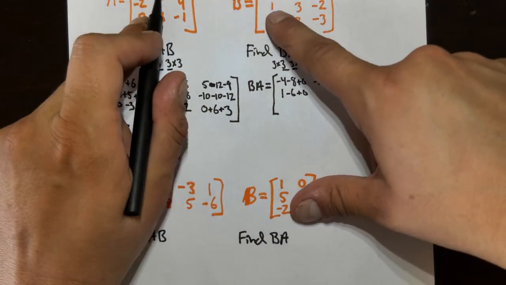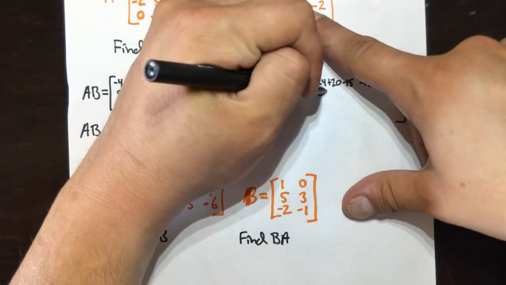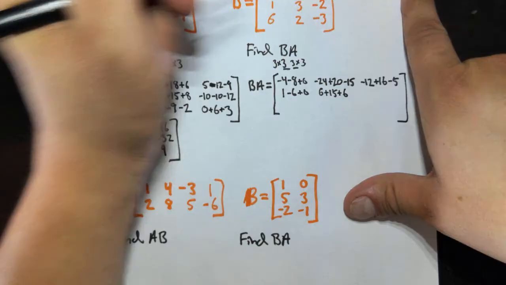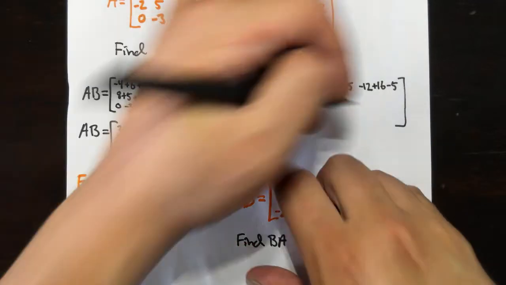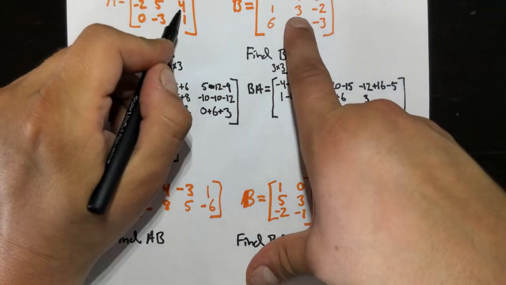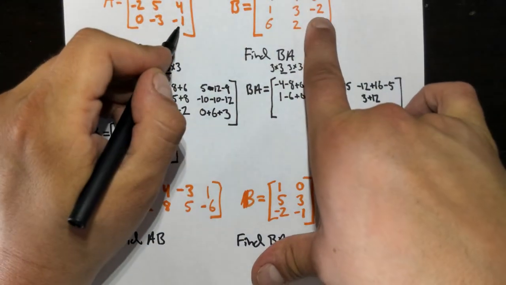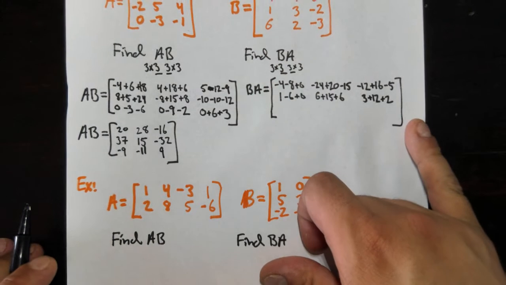Now middle and middle, 6 times 1 is 6, 3 times 5 is 15, -2 times -3 is +6. And then middle row, last column, 1 and 3 is 3, 4 and 3 is 12, and -2 and -1 is +2. Awesome.